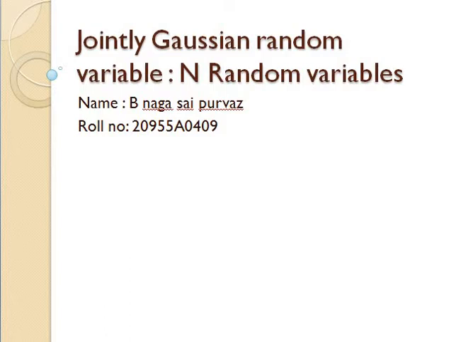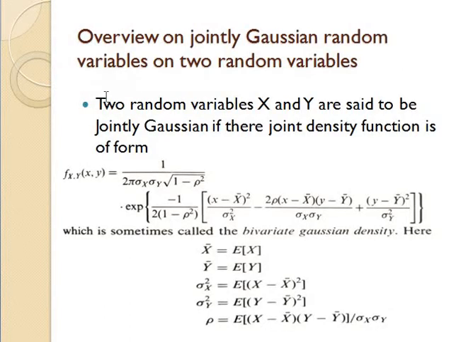And today my topic is the jointly Gaussian random variables of n random variables. Before going on to the n random variables, we have to know about jointly Gaussian random variables of two random variables. Let us take two random variables x and y.